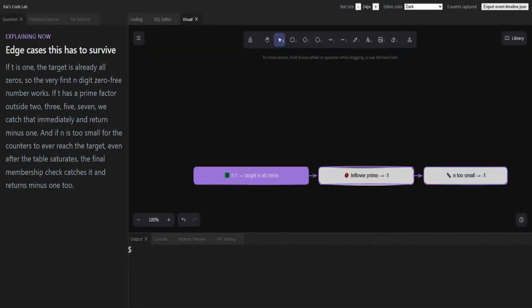If t is 1, the target is already all zeros, so the very first n-digit zero-free number works. If t has a prime factor outside 2, 3, 5, 7, we catch that immediately and return -1. And if n is too small for the counters to ever reach the target, even after the table saturates, the final membership check catches it and returns -1.